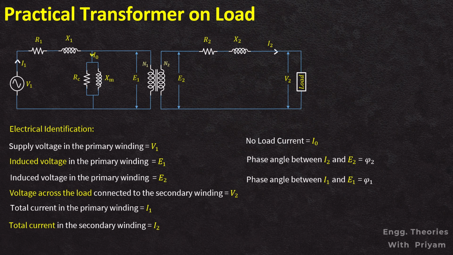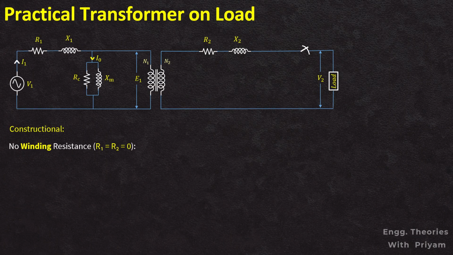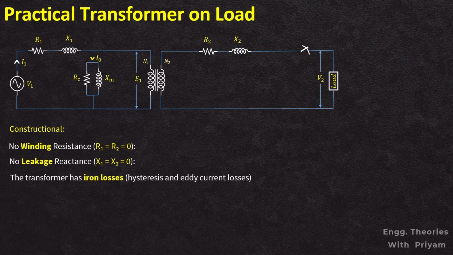In this scenario, there is no winding resistance, that means R1 equal to R2 equal to 0. There is no voltage drop due to resistance in primary or secondary windings. There is no leakage flux, meaning that X1 is equal to X2 equal to 0, or all the flux links both windings perfectly, so there is no leakage reactance. The transformer has iron losses, hysteresis and eddy current losses, which are accounted for by the no load current I0.